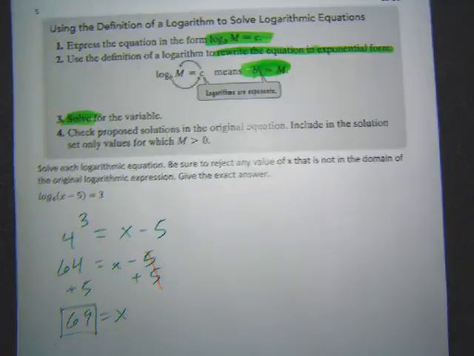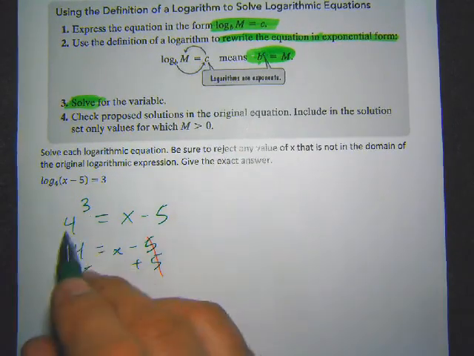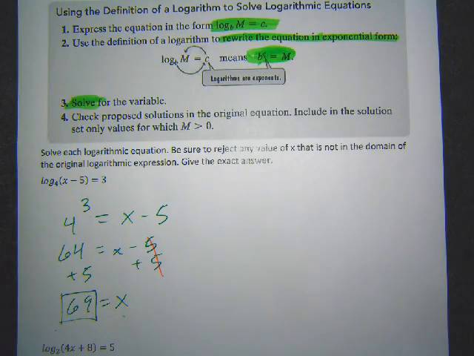That's it. So if you can rewrite it in exponential form, they're usually pretty easy to solve. That's the idea: get it into this exponential form, because then you just have to get x by itself and get an answer. So let's try another one like this.